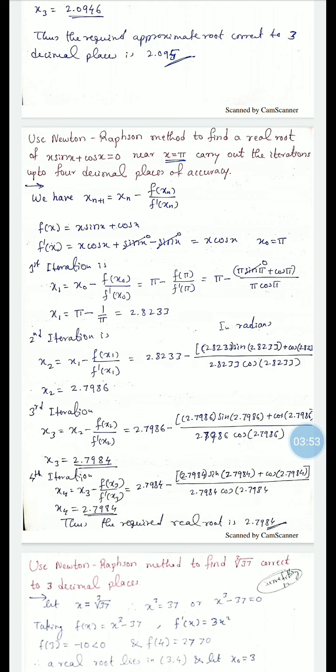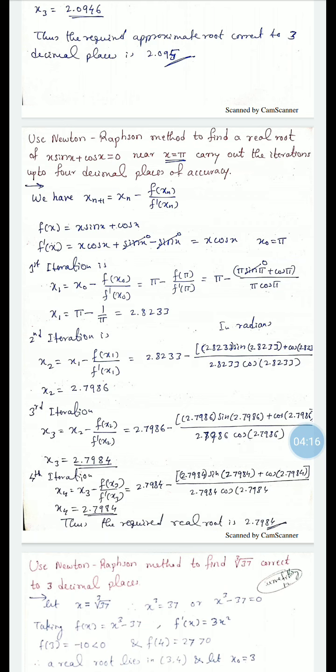The first iteration formula is x1 is equal to x naught minus f of x naught divided by f dash of x naught. Put the x naught value pi, pi minus f of pi divided by f dash of pi. So in the calculator, use radian mode and solve. We get x1 is equal to 2.8233. So it is the first iteration answer.